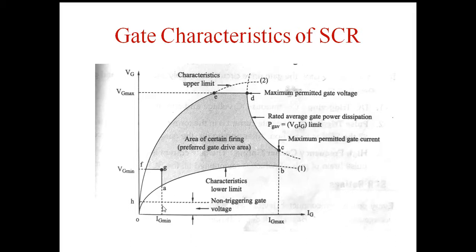And here there is a maximum limit of average gate power dissipation, which should not be exceeded in order to avoid permanent breakdown of junction J3. So we have to consider the maximum average power rating. It will indicate the power dissipation across the device. We have to take care that permanent damage of the junction does not take place.